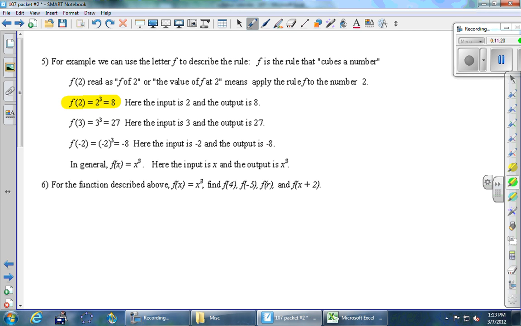Okay, next example. F of 3 is 3 cubed, or 27. F of negative 2 is negative 2 cubed, which is negative 8. Okay, and then we have this idea of inputs and outputs, right? Input whatever number you want. The output is the thing cubed. And so in general, this formula, the rule, the function is f of x equals x cubed. And that's going to be really important.